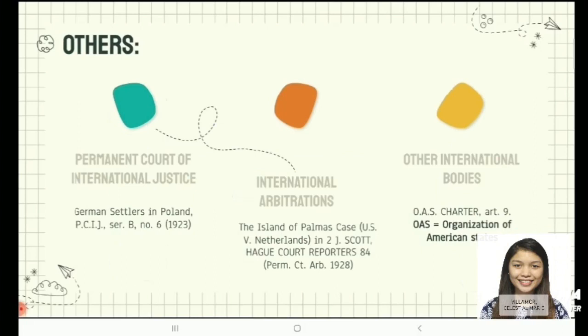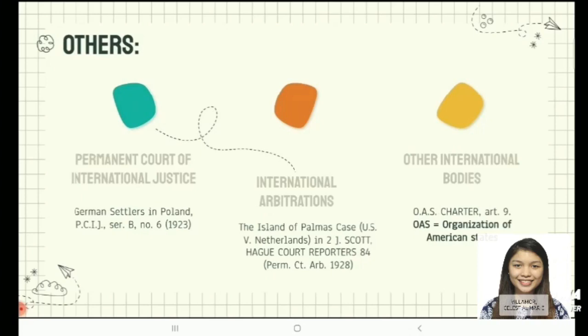So we also have other publications. We have those from the Permanent Court of International Justice. Publications of the PCIJ are cited by the series and the number with the year enclosed in parentheses, indicating whether pleadings or advisory opinion whenever pertinent to the discussion in the text.